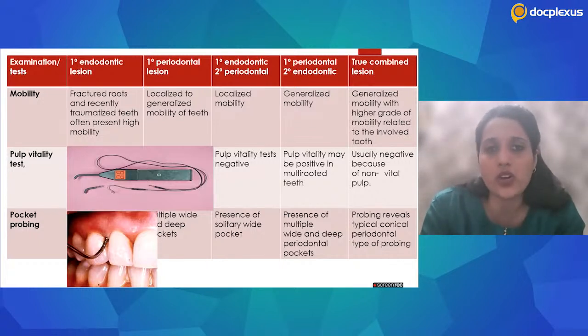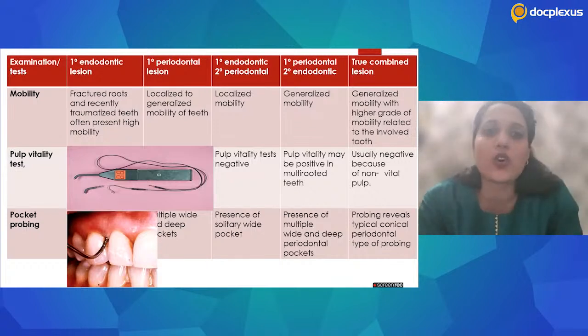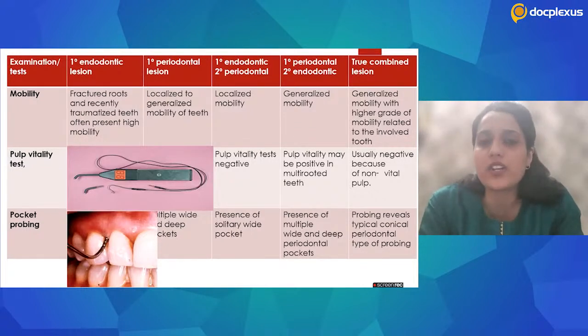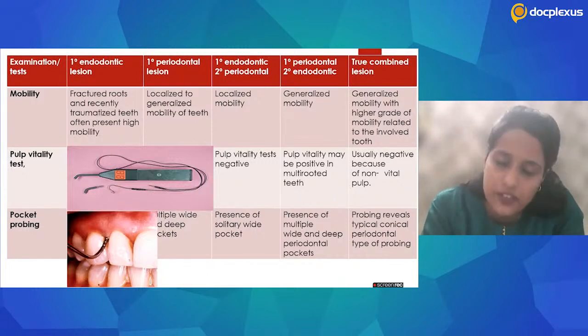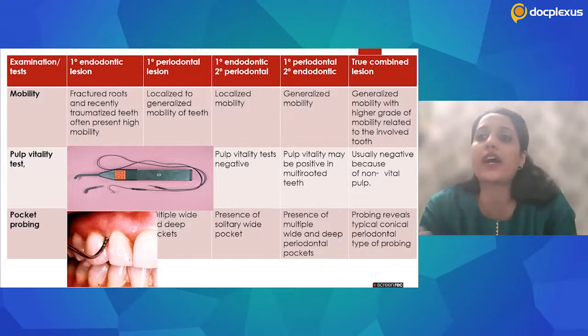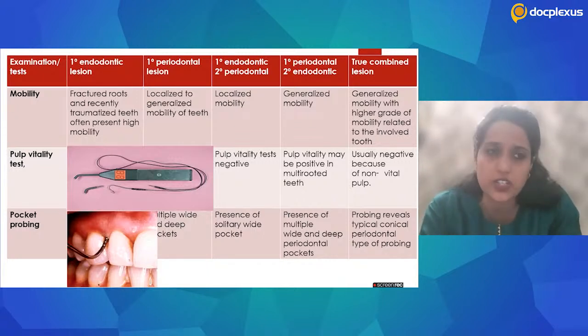In primary periodontal lesions, it will be mobile, maybe to grade 1 or grade 2, localized to generalized mobility of teeth. Primary endodontic and secondary periodontal lesions will have localized mobility. Primary periodontal and secondary endodontic will have generalized mobility, and true combined lesions will again have generalized mobility, but the higher grade will be present where there is involvement of endodontic lesions.